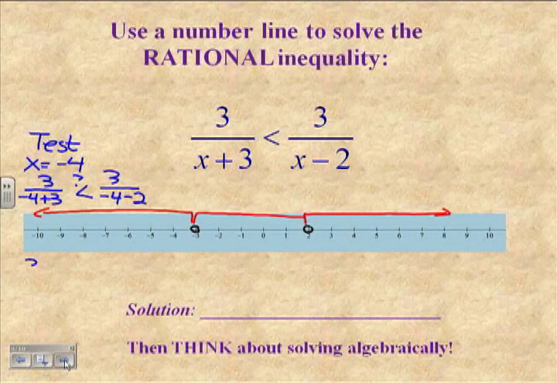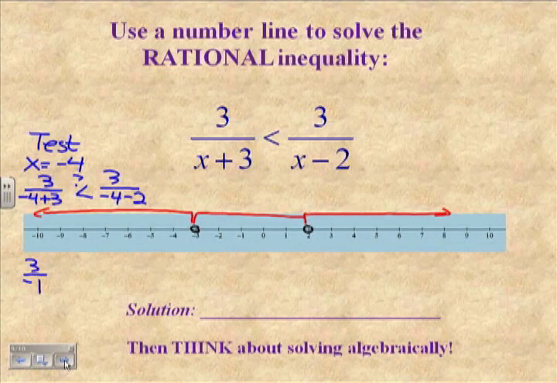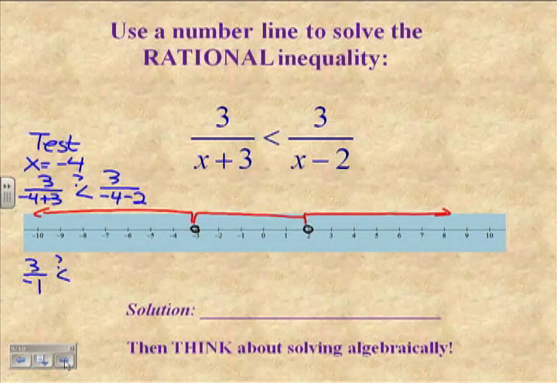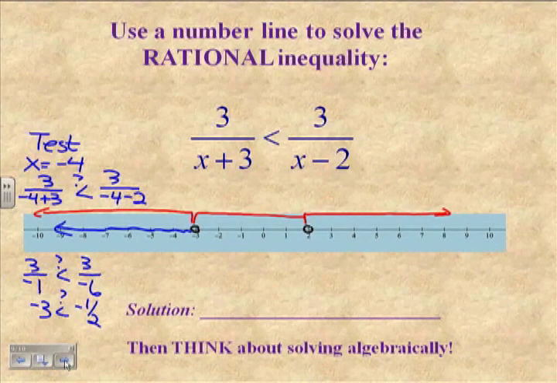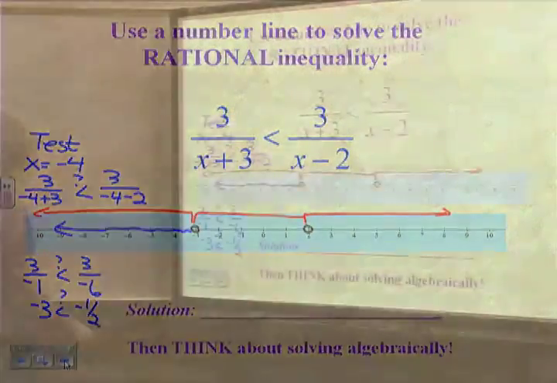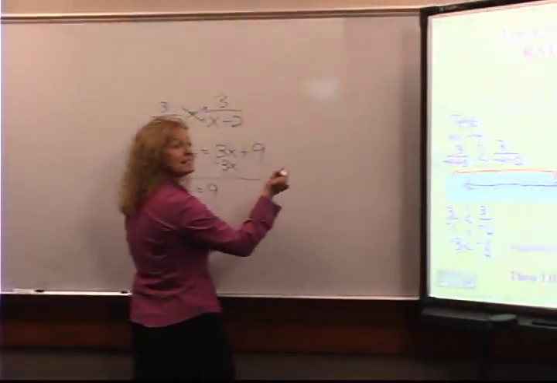Well, that would be 3 over negative 1. Is that less than 3 over negative 6? Is negative 3 less than negative 1/2? Okay, so I have all of those guys. Wow, that took a lot of space for testing. How about if I do another test over here? Let's test 0.